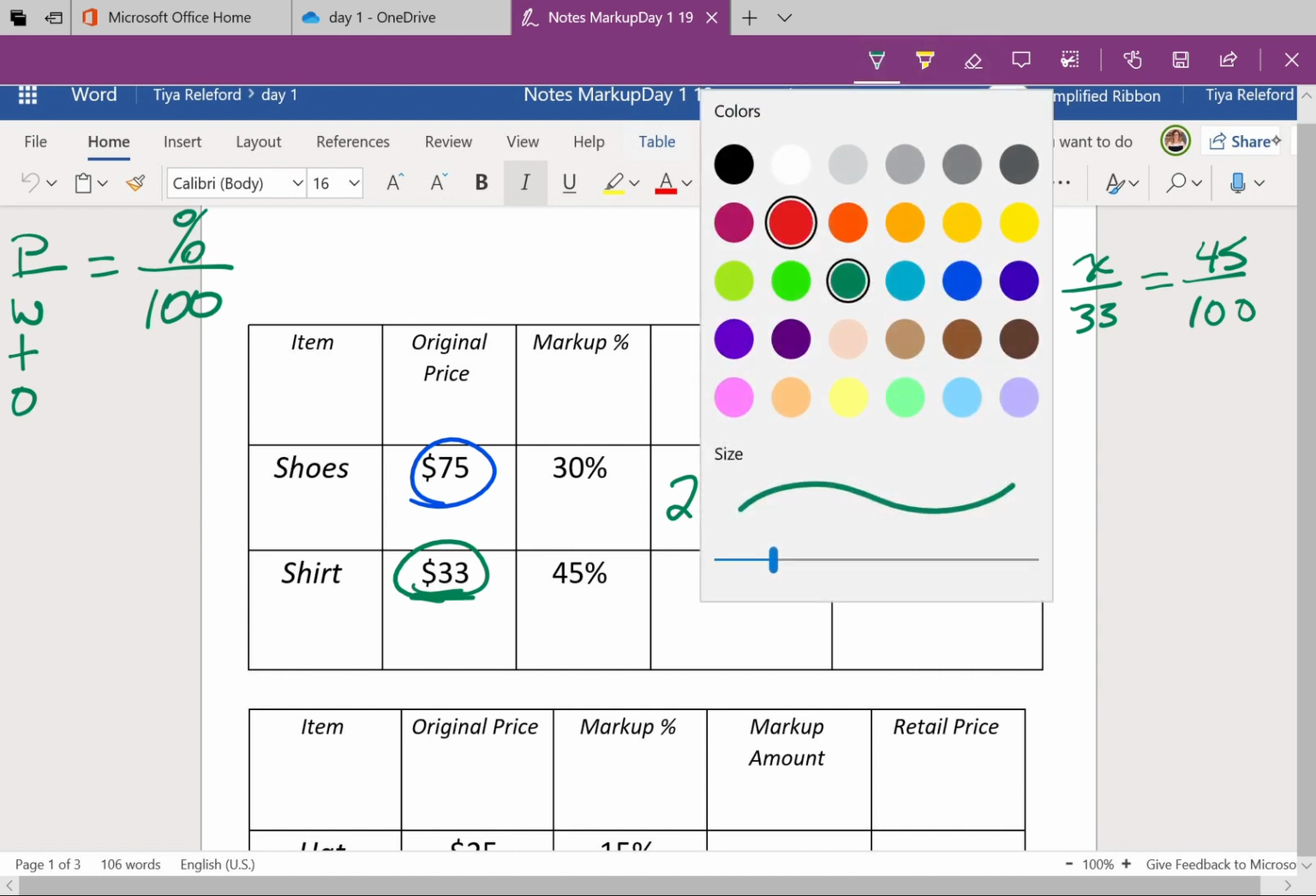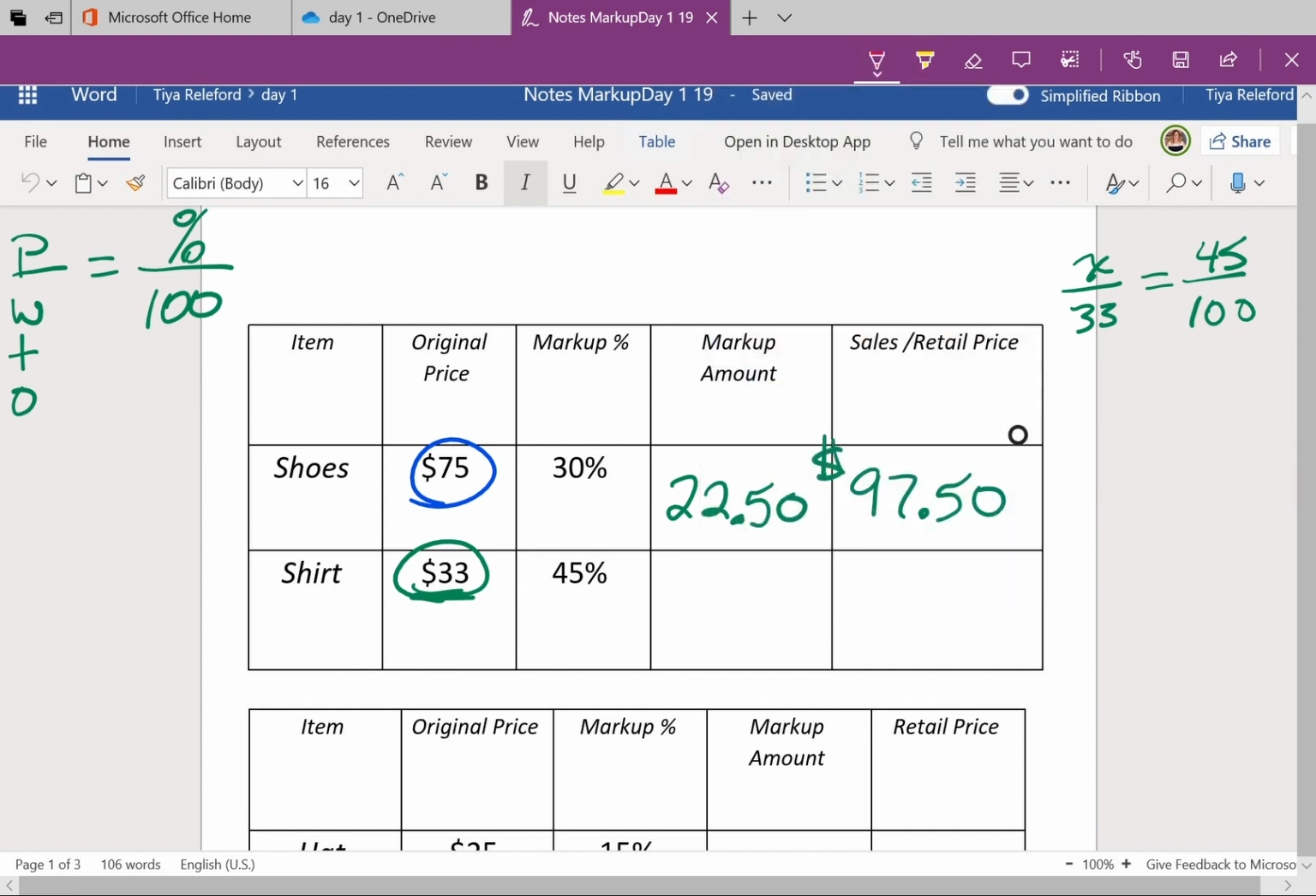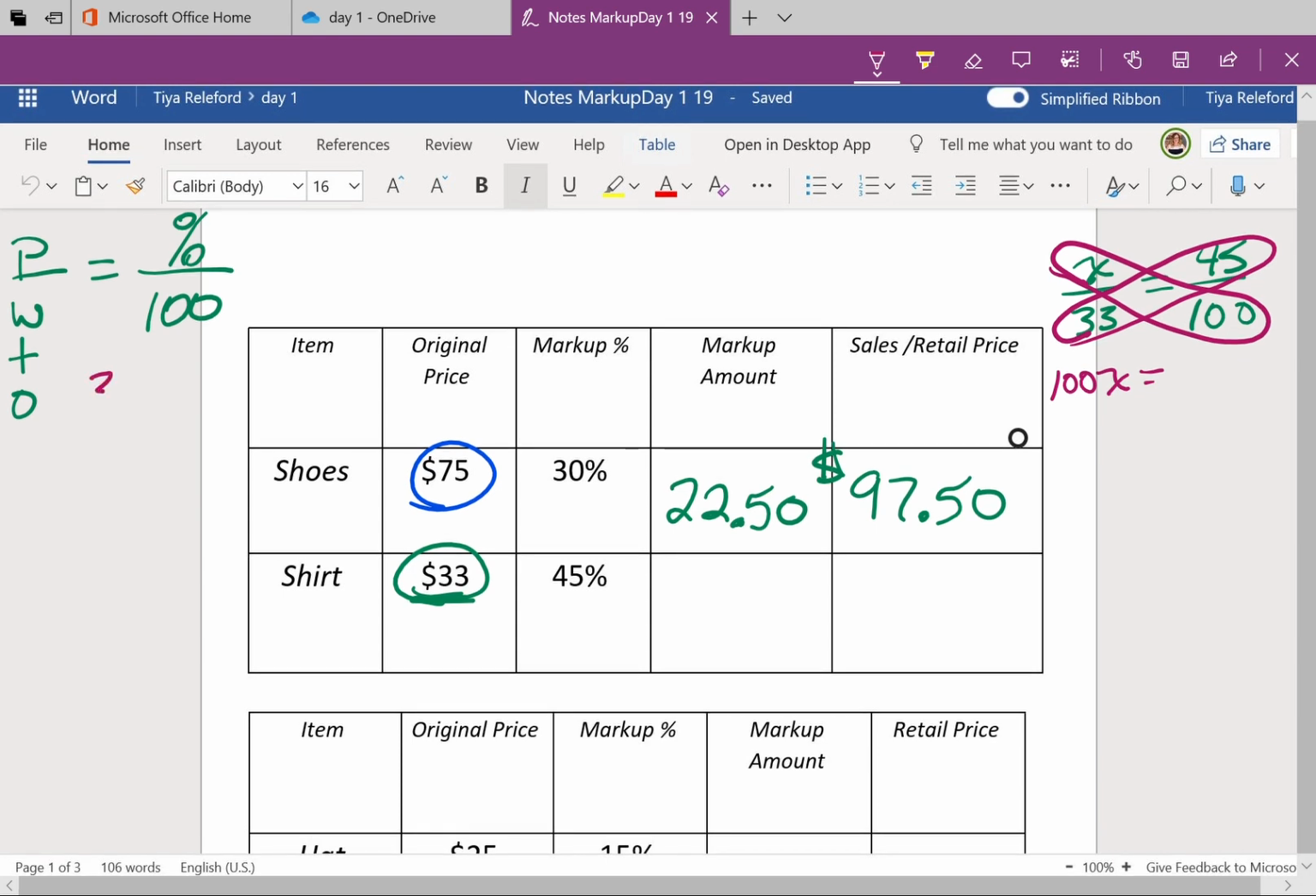And again, if you know what you're doing as far as solving, please don't listen to me. Fast forward, don't waste your time. If you're not real good at proportions, stick with me. 100 times x is 100x. 33 times 45. You need to actually do that. I think that's right, but don't trust me.